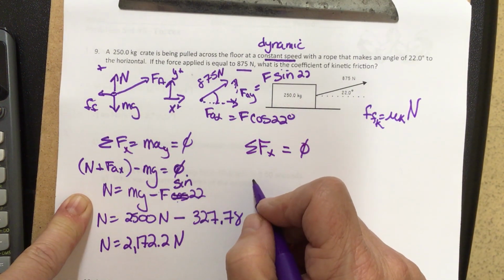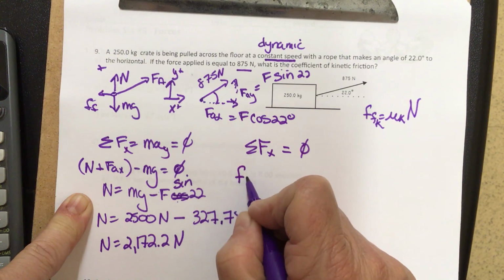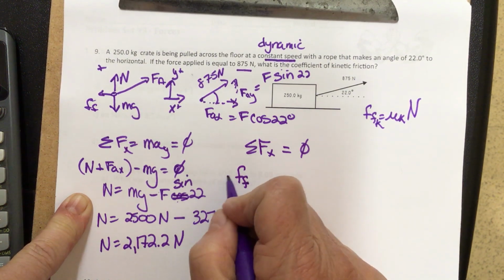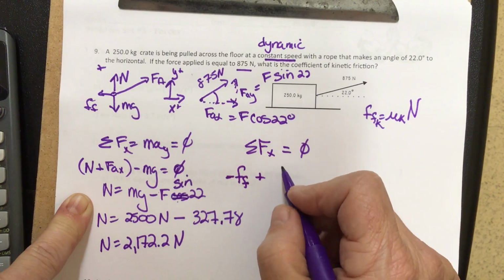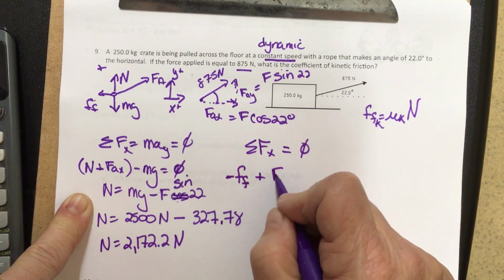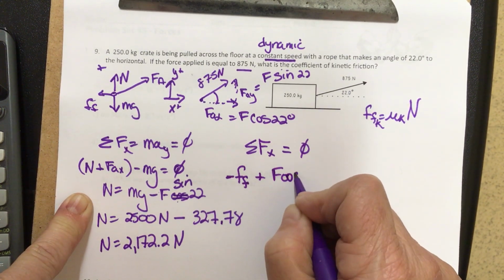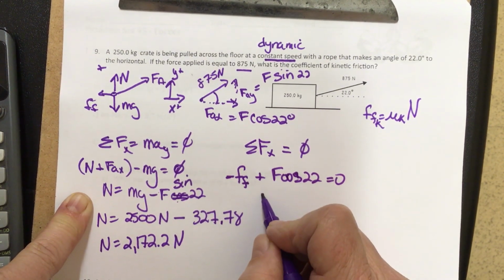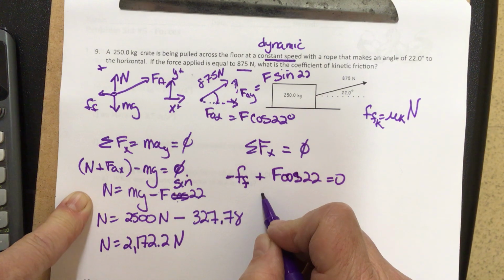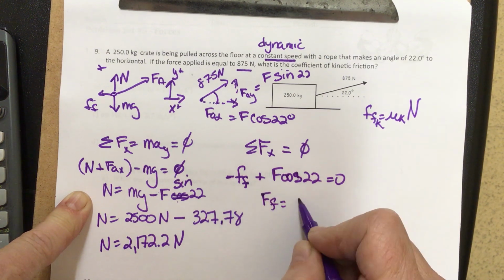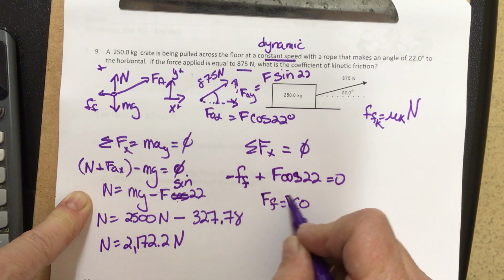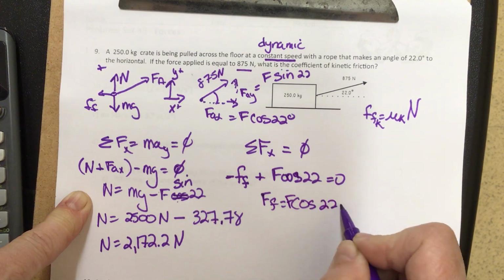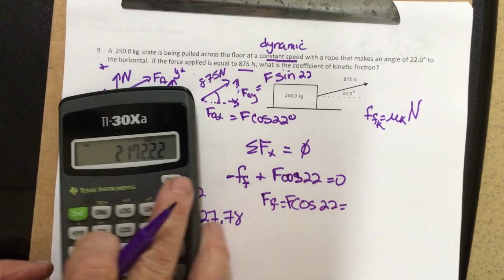That's a constant speed. So in the x direction, I have the force of friction. That's in the negative direction, plus in the positive direction, I have the force applied. So that's force cosine 22, and that's equal to 0. And so force of friction is equal to the force cosine of 22, and that's equal to, well, let's do it.